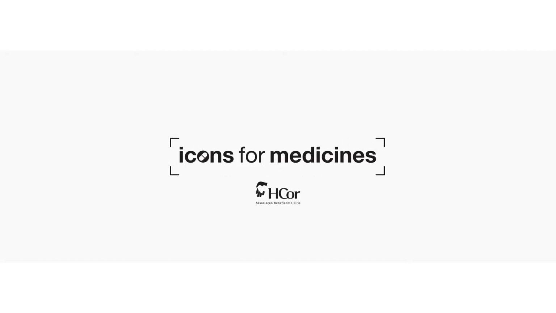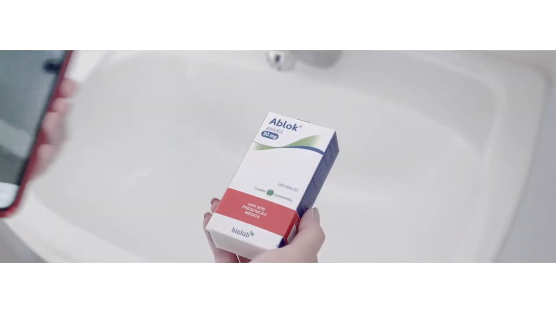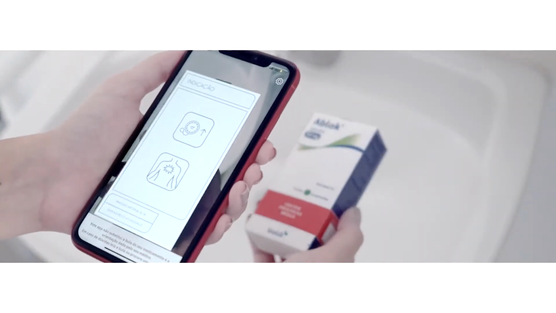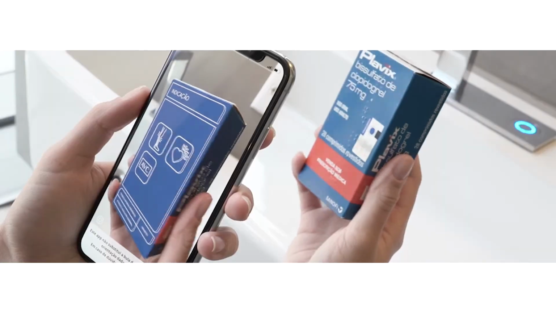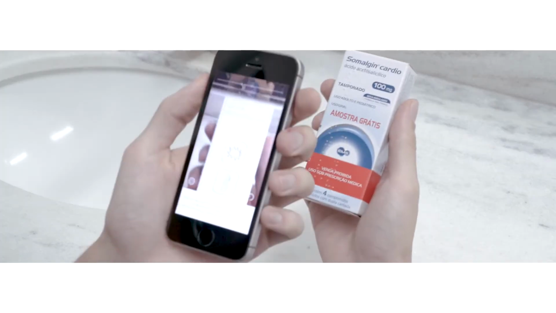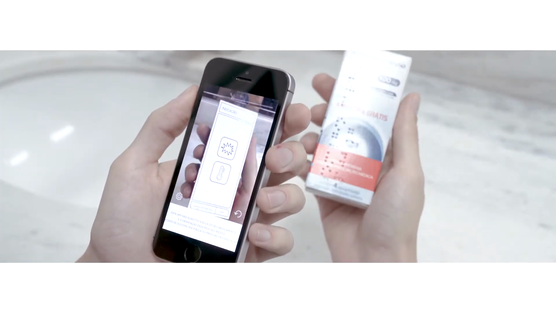Icons for Medicines, an app that uses augmented reality to visually translate the medical jargon of package inserts and instructs patients on how to take their meds properly. It simplifies the package insert information, making the directions visually clear.